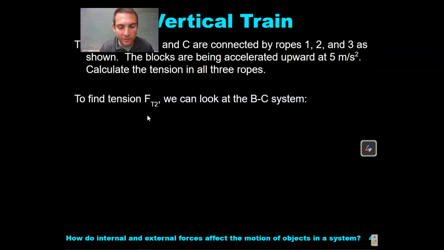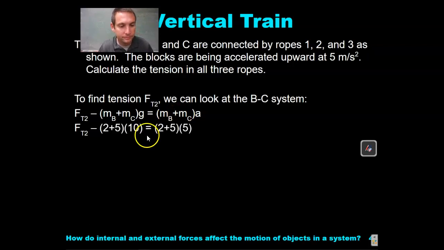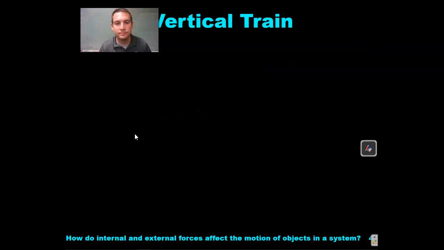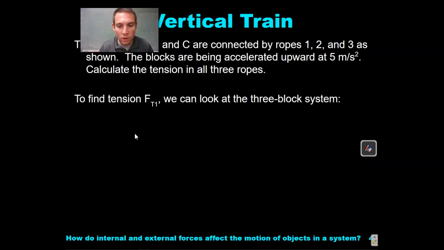Next, we're going to find FT2, looking at the BC system. FT2 minus the weight of B and C equals the combined mass times the acceleration of the entire system, because the internal pieces of the system are moving at the same rate. Plugging in our numbers that we know, we get FT2 equals 105 newtons. To find FT1, we can look at the entire 3-block system.